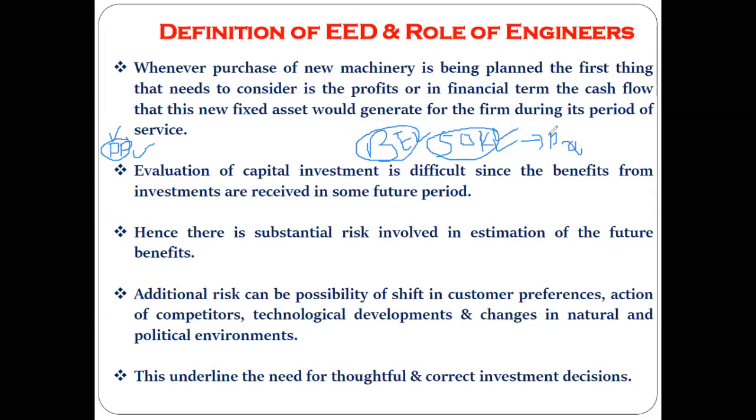So these are all the things you have to consider when you think about replacing your existing machine with some new machine. Getting? Also you have to think about whether you have that amount of cash flow to purchase that machine, whether your company has that amount of money to purchase that new fixed asset. Understood? So all these things have to be considered when you are thinking about purchasing the new machine.